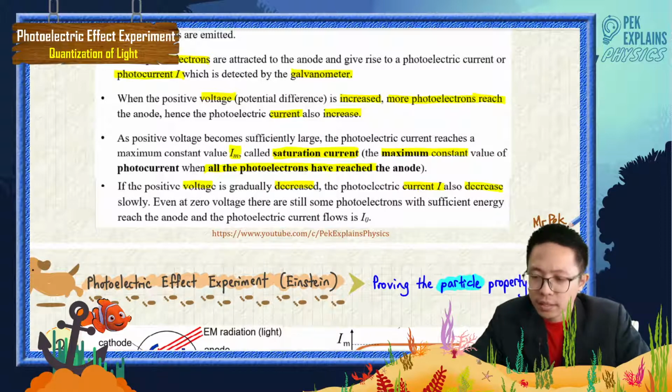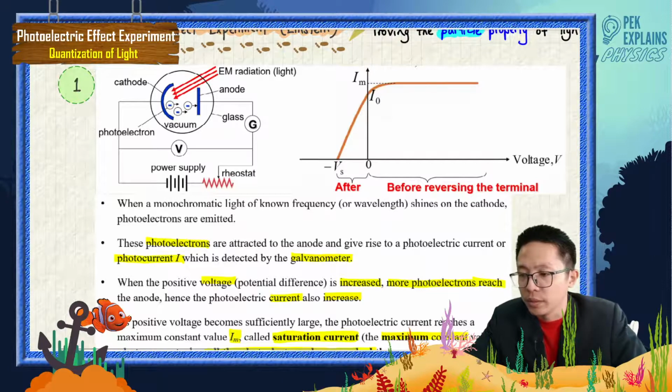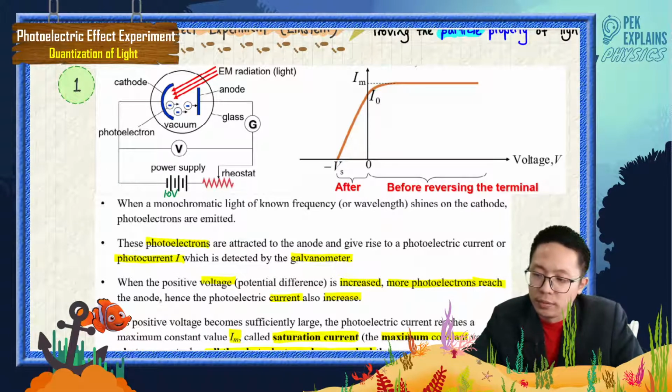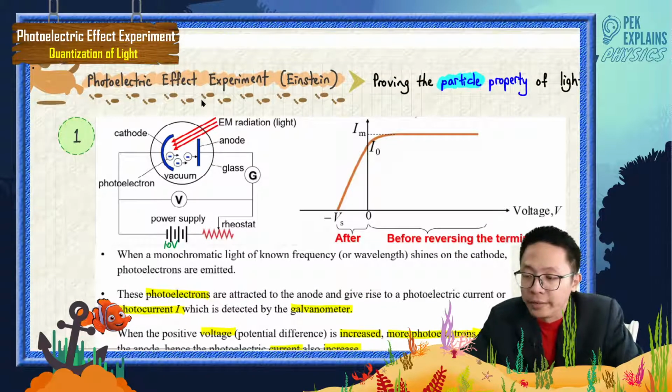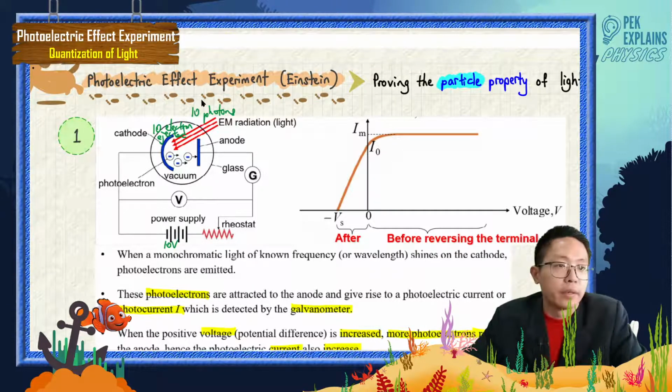So what it means here is, just now we start with 10 volt, isn't it? And just now I did say, let's say there are 10 photons coming. So there are 10 electrons ejected. Yeah, 10 electrons ejected.